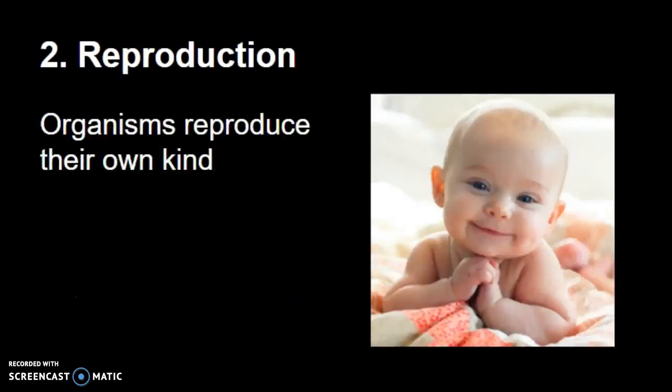Reproduction. Organisms reproduce their own kind, so they have to be able to mate and reproduce in order to be considered living. So something like a mule, which is a donkey and a horse that have mated, cannot reproduce. So because of this, it is not considered a species. It is living, and we'll talk about this more in the year and more in class as to why this may be living, but other things are not.